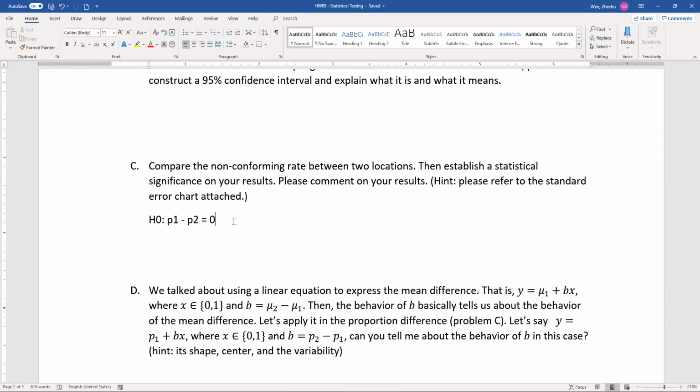Number 2, what is the hypothesized center? Okay, what is the hypothesized center here? Basically, it's provided here. Number 3 is, what is the standard error? Okay, what is the standard error?